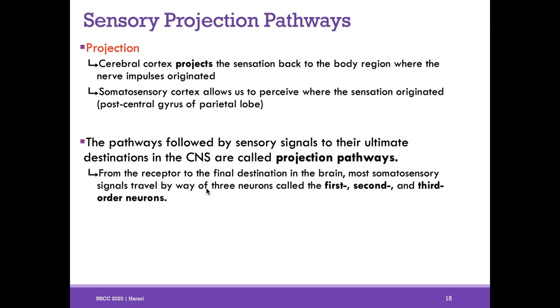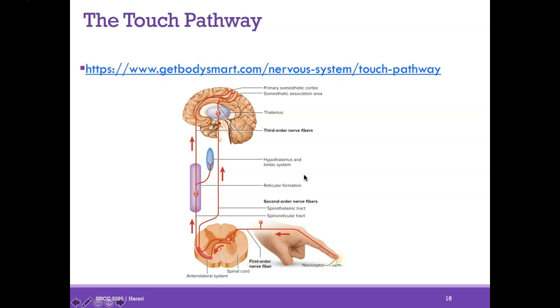And most somatosensory signals go by 3 neurons. There's like a 3-neuron route to the brain. There's a first-order neuron, a second-order neuron, and a third-order neuron. I'm not going to go into too much detail about this, but it becomes important when we talk about the touch pathway. And this is one thing I want you to understand.